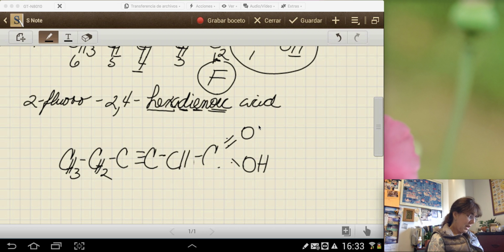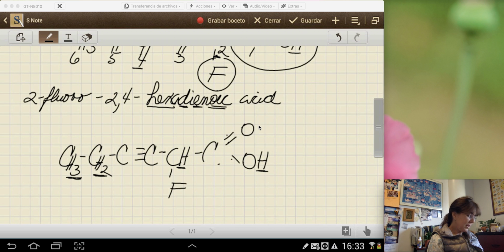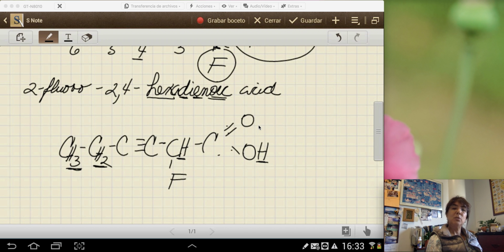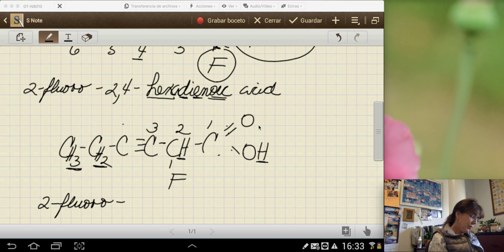CHF. 3, 3, 4, 5, 6, 7 hydrogens, 2 oxygens, my fluorine. The name for this compound, as compared to the first name, is still a 2 fluoro. It's a 1, 2, 3, 4, 5, 6.